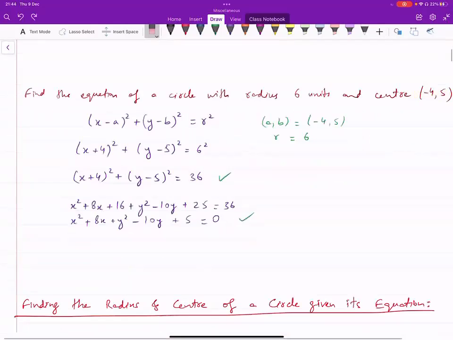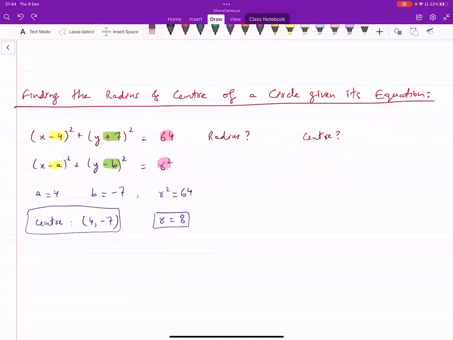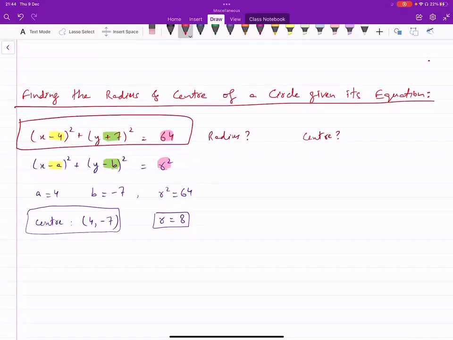Now let's go the other way around. A lot of times you have the equation of the circle given, and you have to find the coordinates of the center and also the radius of that circle. You have to find the radius and the center using the equation of the circle. So let's say you got this equation given: (x minus 4) whole square plus (y plus 7) whole square equals 64. You have to find its radius and center. How do you find that?